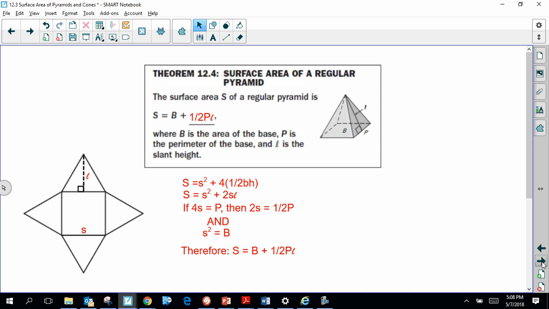But where does this equation come from? It says the surface area is equal to the area of the base plus 1/2 times the perimeter of the base multiplied by the lateral height.